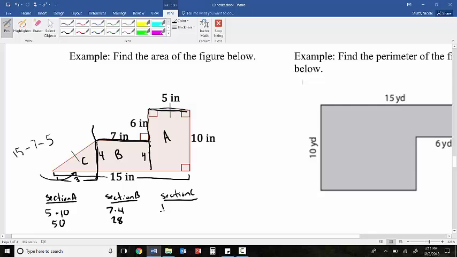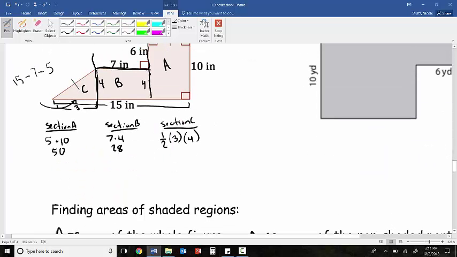So our triangle is going to be 1/2 times base times height. And that's what we're going to work with. Now, you don't want to pick up a calculator for this. When I do this problem, I think, what is half of 4? That's 2. Then I'm going to multiply by 3, and I make that 6. So my area is going to be 50 plus 28, which is 78. 78 plus 6 is going to be 84 square inches.